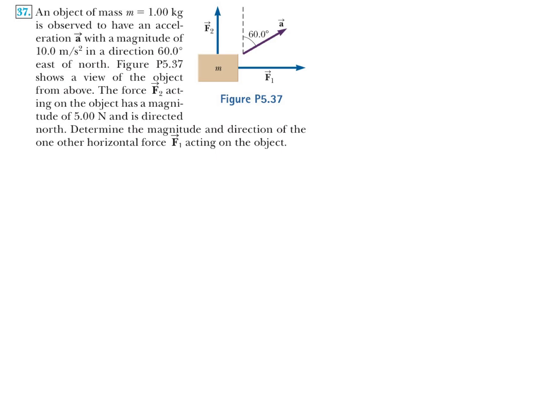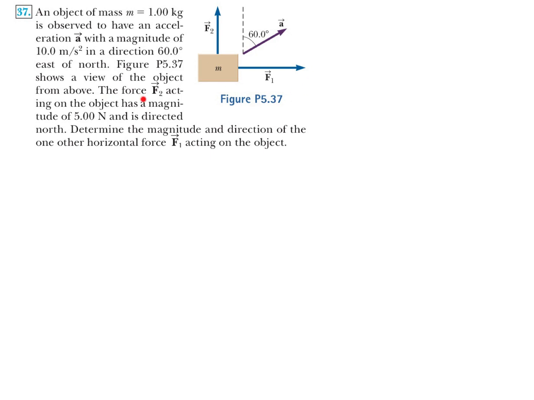Here's a relatively easy question. It says an object of mass m equals 1.00 kilograms is observed to have an acceleration with a magnitude of 10 meters per second squared in the direction 60 degrees east of north.